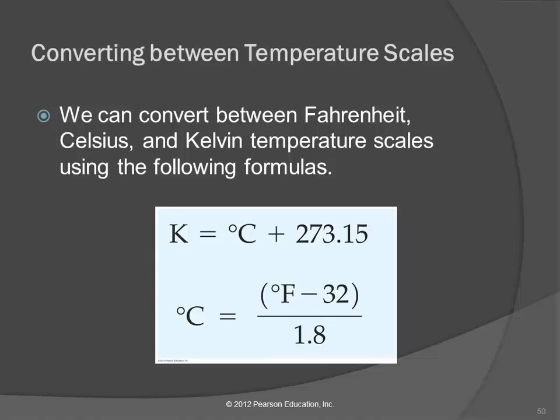These are the equations. You should memorize these. So Kelvin is Celsius plus 273.15. That one's pretty easy to remember as long as you remember that weird number. And Celsius is Fahrenheit minus 32, that quantity divided by 1.8.